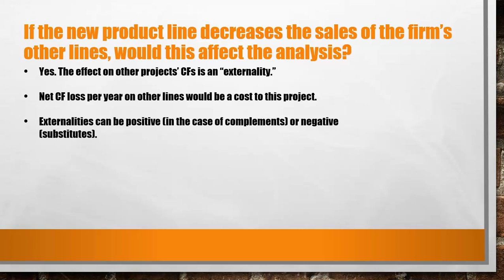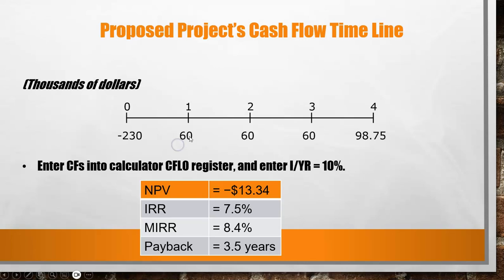It's not a good evaluation then. You need to make sure that we're taking that into account. When are we going to get paid back? What's the net present value? What's the IRR? What's the MIRR? Net present value is negative 13. The IRR is 7.5. The MIRR is 8.4. And the payback is 3.5 years.